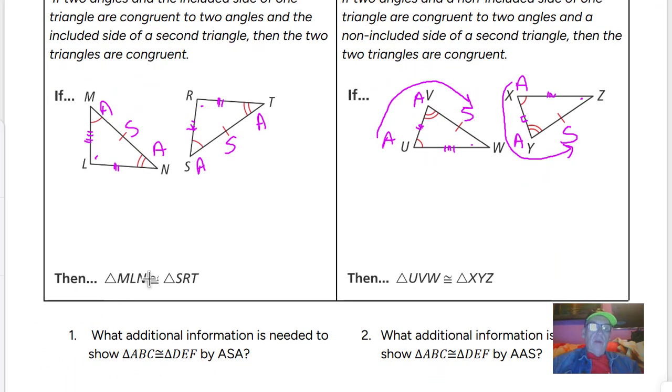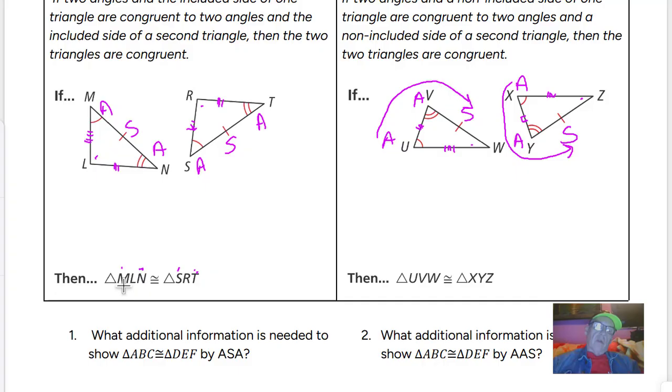So let's look at how they name these. MLN. So M is the single marked angle. L has no marks on it at all. And N is the double marked angle. So this corresponding order needs to be on the other side also. So angle S is the single marked angle. R is the angle that has no marks. And T then is the angle that has 2 marks, which is congruent to N. So notice that their corresponding positions need to be the same.